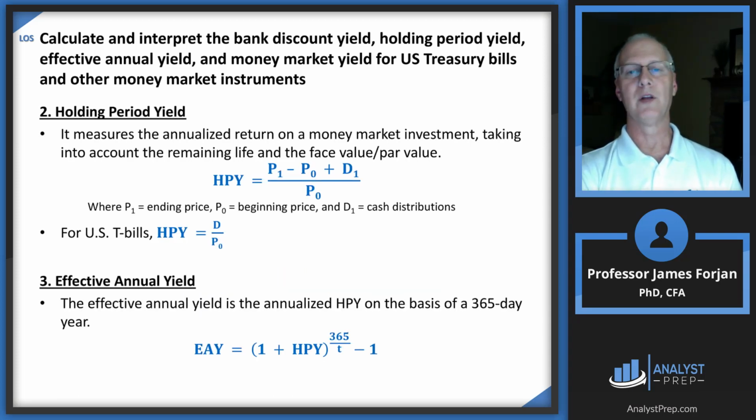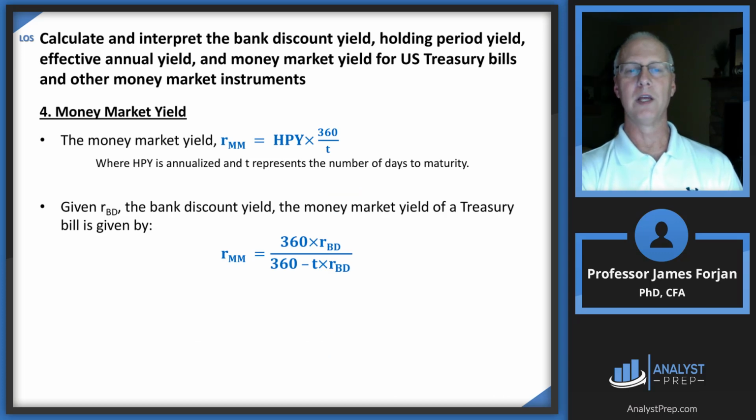The holding period yield is exactly like we just did back in the holding period return, and it has the same formula there. Holding period yield is the term when we're relating it to money market securities. The effective annual yield, and I warned you about this before, if the holding period return, or in this case the holding period yield, is less than a year, we have to annualize it. So that's what the effective annual yield is. Notice that we use a 365-day year for the effective annual yield.